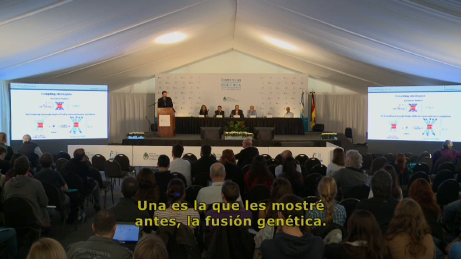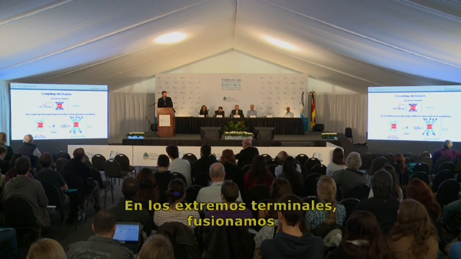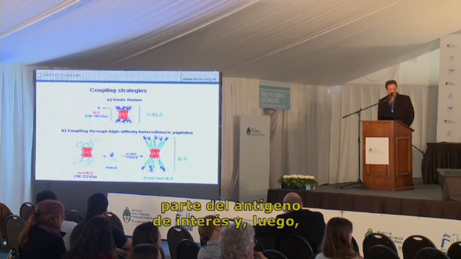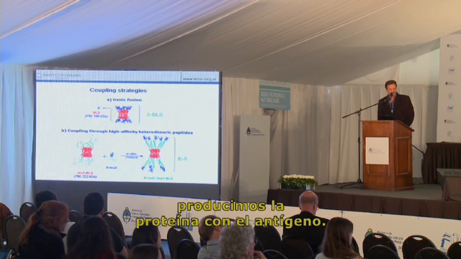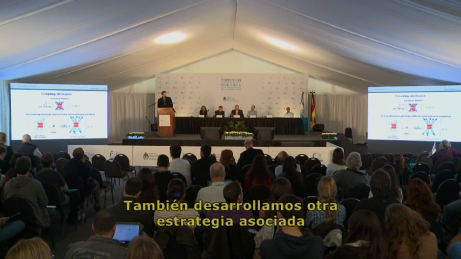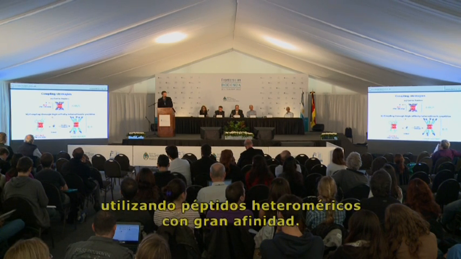One is the one that I showed you before, the genetic fusion. We just fuse at the end terminus the open reading frame of the antigen of interest, and then we produce the protein decorated with the antigen. But we also have developed another coupling strategy using high affinity heterodimeric peptides.